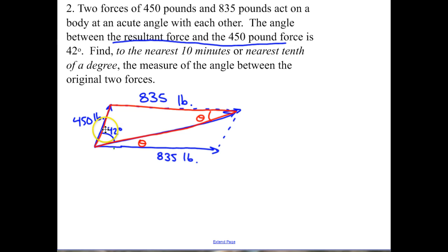We want to find the angle between the two forces. In other words, this whole acute angle here. And so if we could figure out what theta is, we just add it to 42 and we've got our answer, right? Notice that in a parallelogram, alternate interior angles are congruent. You remember that from geometry? So if I could figure out this theta, I'll know what this theta is. We can get our answer easily.